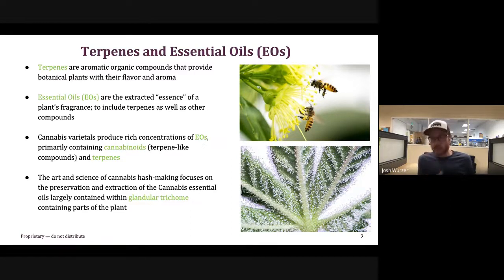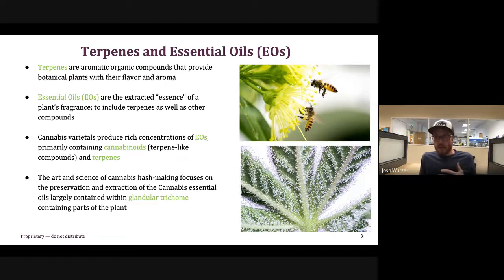Cannabis is a really exciting plant because it produces a rich concentration of essential oils, and it can produce a wide variety of different terpenes depending on the variety. So that's why you can have one plant that tastes like grapes and the next one tastes like sherbet.